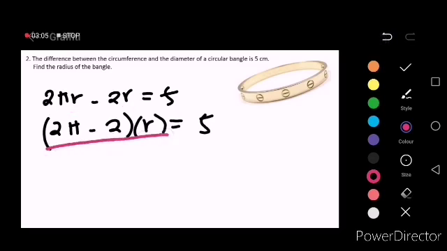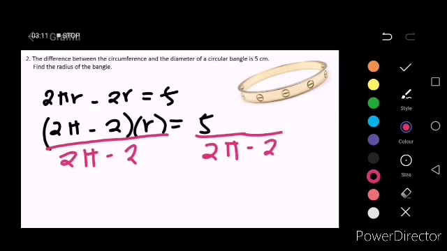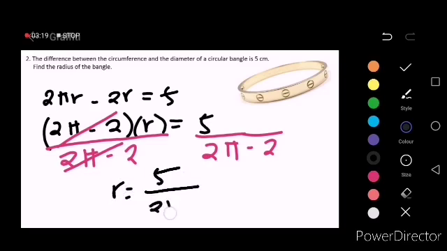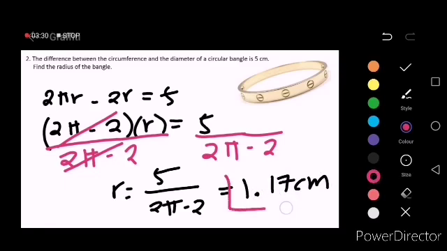If I divide everything by 2 pi minus 2, this will cancel and become 1. So, the answer is r equals 5 over 2 pi minus 2. And of course, that is complicated, right? So, by using your calculator, the answer should be 1.17 centimeters.